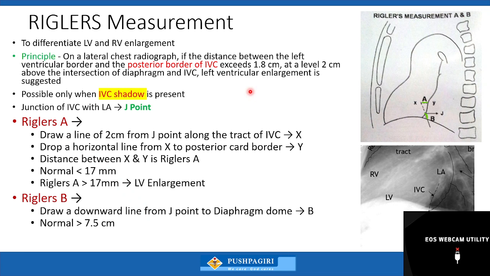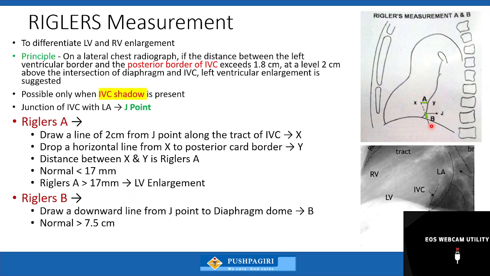So the principle is that it is done only on a lateral chest x-ray. If the distance between the left ventricular border and the posterior border of the IVC exceeds 1.8 centimeters. So I'll just tell how it is done. We can do this measurement only if the IVC we can see on a lateral chest X-ray. On a lateral view, we have seen that the IVC will be entering from below up. So what we have to do is the junction of this IVC with the left atrium. This will be the direction of the IVC.